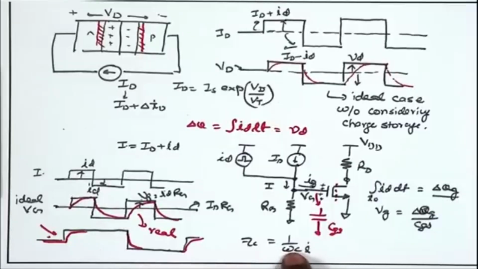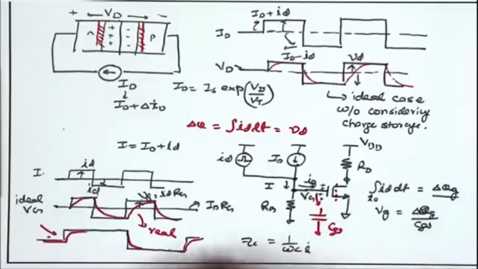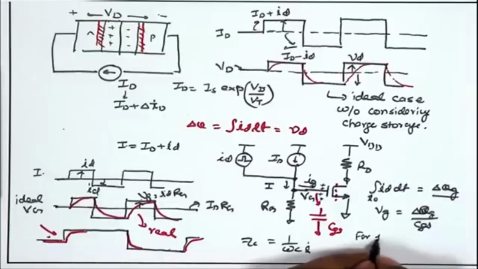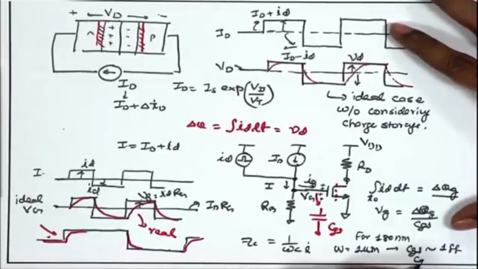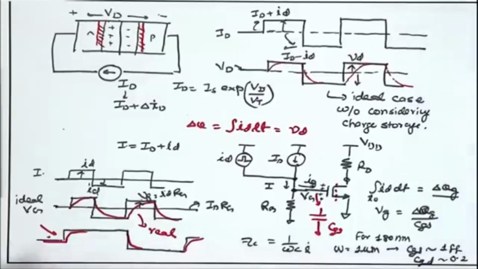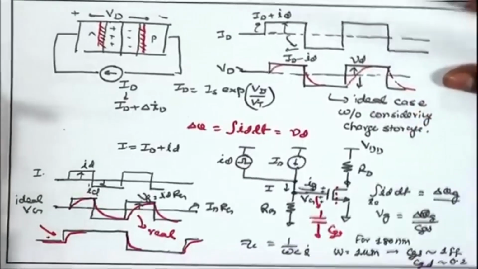At low frequencies 1 upon omega C becomes very large, and therefore, we can almost ignore them because their capacitance values are pretty small. For 180 nanometer technology, if I look at 1 micrometer channel length, the CGS will be of the order of few femtofarad, CGD will be relatively smaller, as we see CGD is just coming because of the overlap. So, CGD will be approximately a fraction of femtofarad, 0.2, 0.3 femtofarad. So, their effect becomes more and more prominent at higher frequency, and therefore, we include these parasitics for high frequency model of the MOSFET.